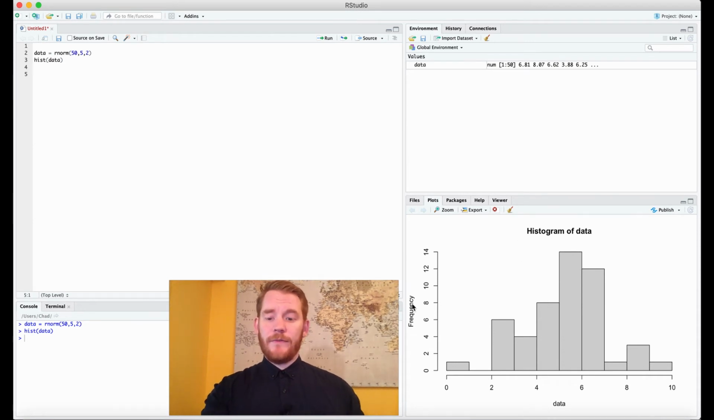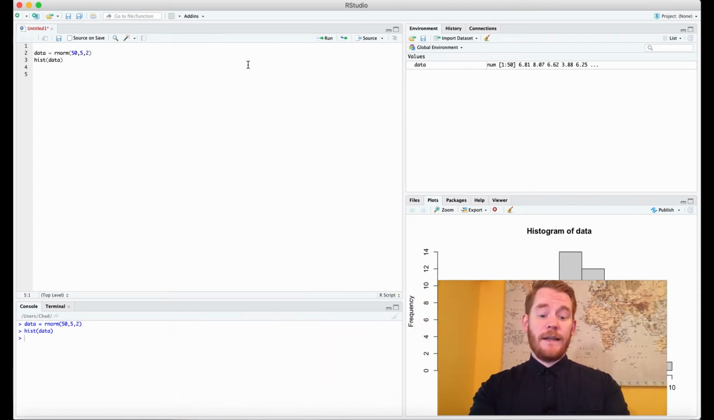We can already see from this histogram that the data is pretty likely different from 0 because there's only one point even close to 0. Let's show that statistically. What we're going to do is we're going to use the t-test function.